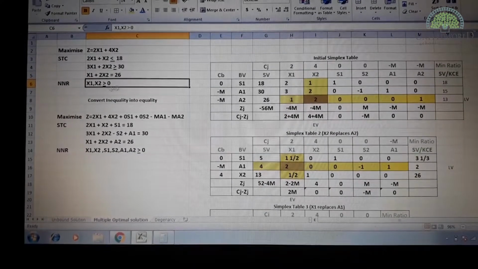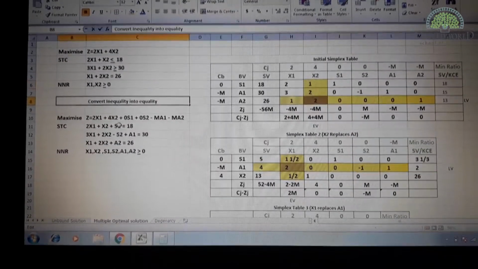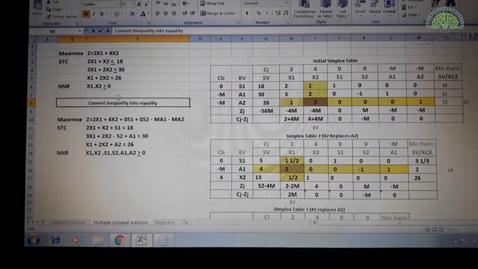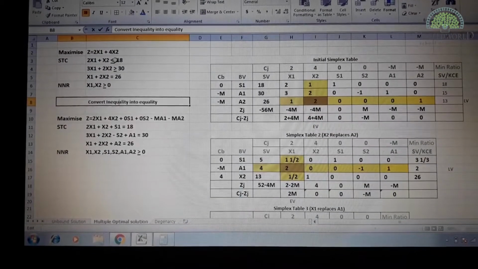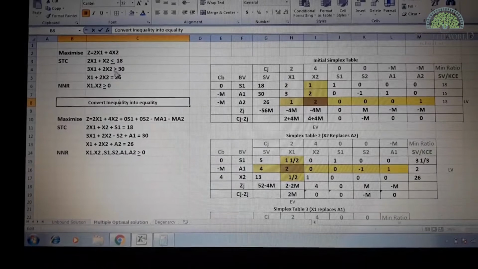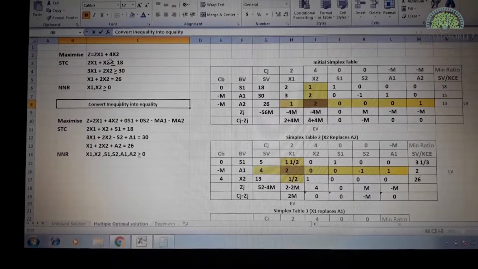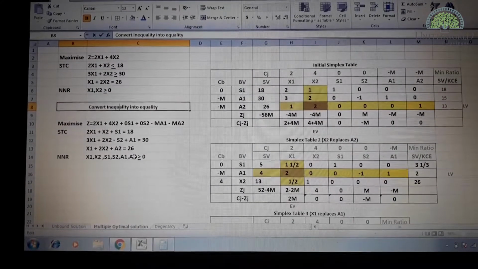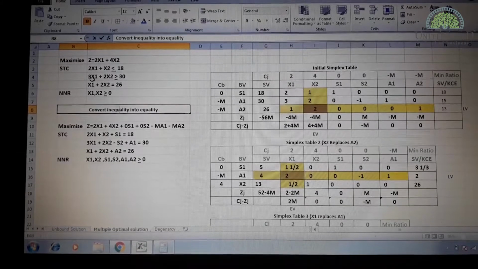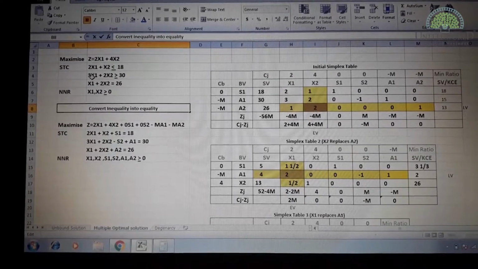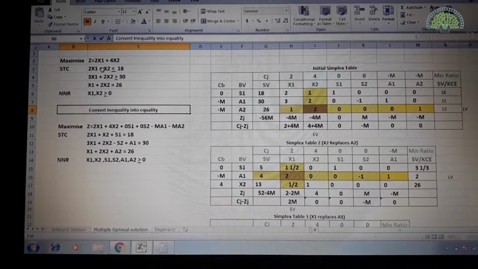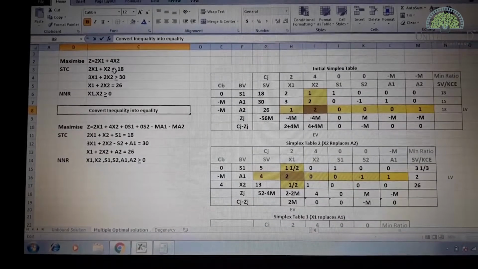Now the first step under the simplex method is to convert inequality into equality, which means that the operators that have been given over here, less than or equal to type, greater than or equal to type, and equal to type, have to be converted into an equality type. So over here, as per the rules that have been already discussed in the class, the first STC, we see that the operator is less than or equal to type.